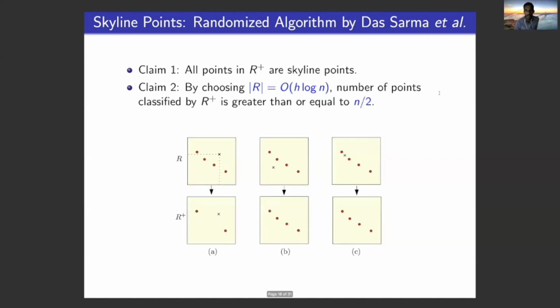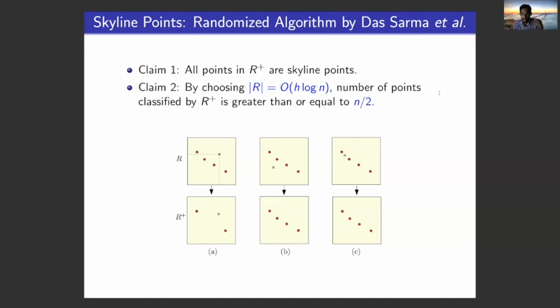And these are the two claims which come out of this operation. The first one is that all the points in R plus are indeed skyline points. You can trust me on this. Maybe it's not completely obvious why this should be true, but if you just spend a few minutes, you can figure it out. And then we didn't talk about the sample size, right?